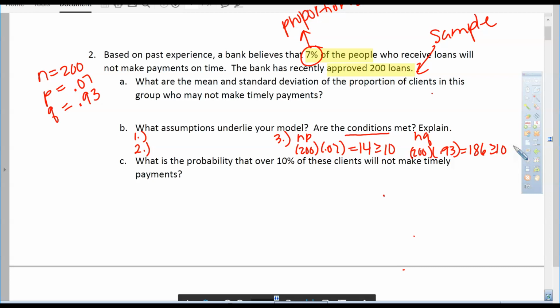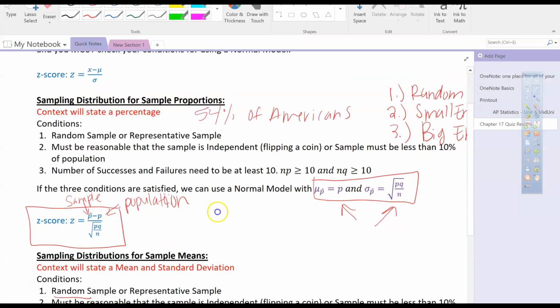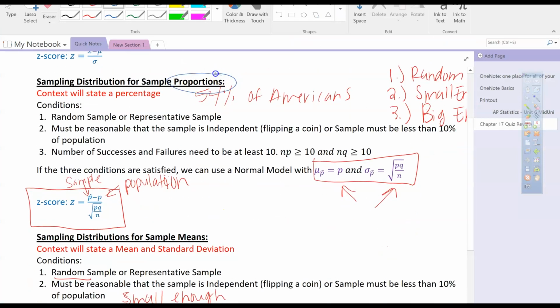So now that I know that, I am asked to find the mean and standard deviation of the proportion of clients in this group who may not make timely payments, okay? If I go back to my notes for mean and standard deviation for sampling proportions, I have these right here. Mu of p hat is equal to p, and sigma of p hat is equal to the square root of pq over n.